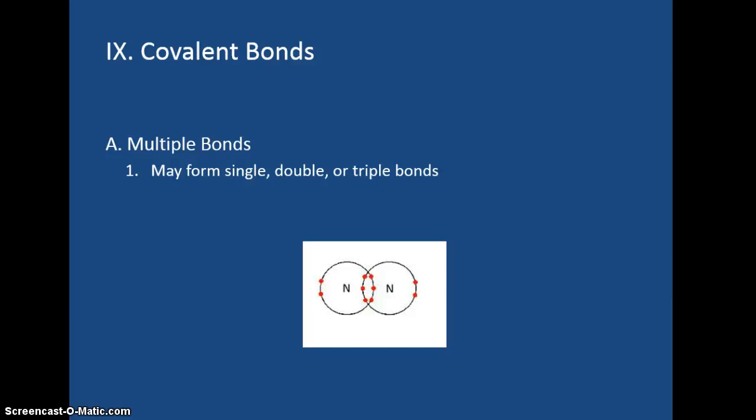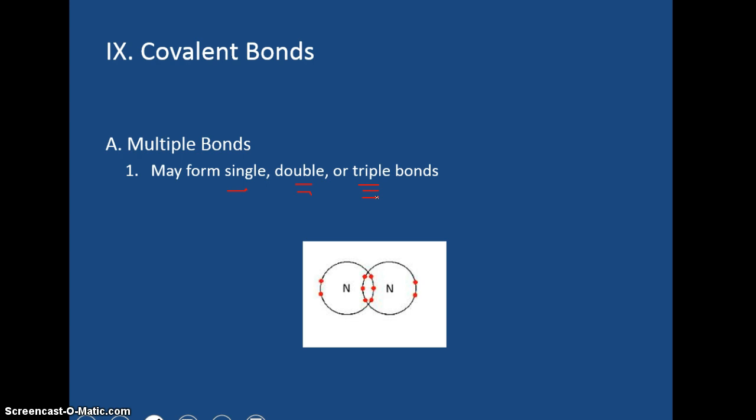Hi students, today we're going to talk about covalent bonds, learn how to name and write those, which are a lot easier than ionic, as well as talk briefly about alloys. Multiple bonds. Covalent bonds can form either single, double, or triple bonds. When you have single bonds, you might see them written with just one line. A double bond would be 2 lines, and a triple bond would be 3 lines.